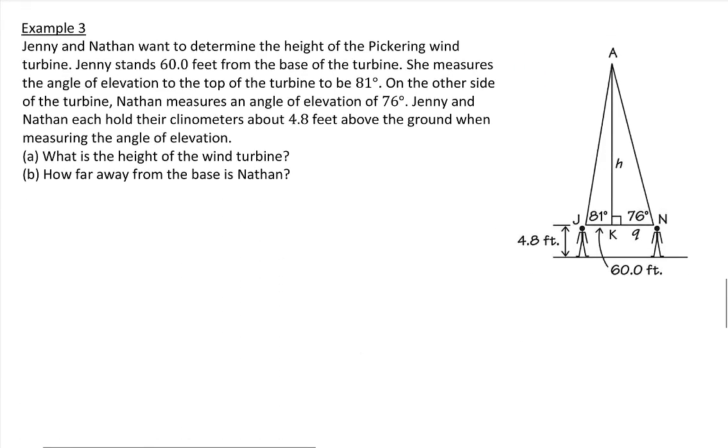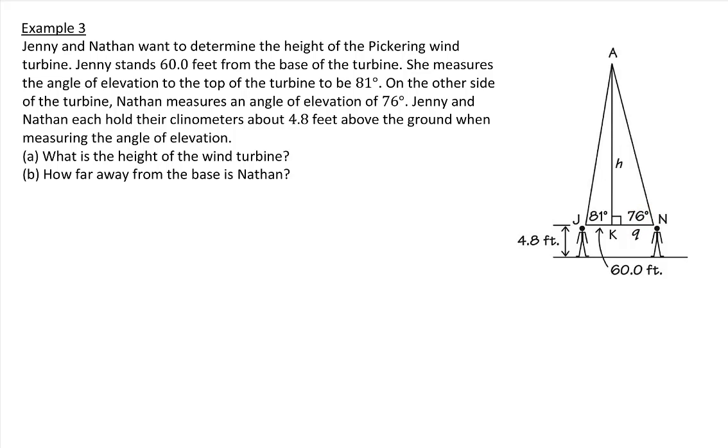So here's an example using some of that terminology. Jenny and Nathan want to determine the height of the Pickering wind turbine. Jenny, shown here, stands 60 feet from the base of the turbine, and she measures the angle of elevation to the top to be 81 degrees. That's right there. On the other side of the turbine, Nathan measures the angle of elevation to be 76 degrees.